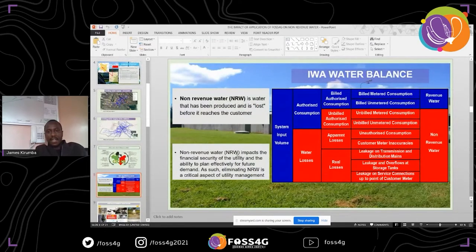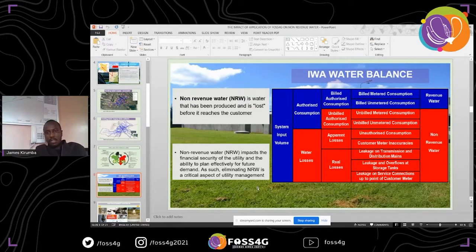Maybe I can just highlight or explain what NRW is using our water balance. Non-revenue water, known as NRW, is water that has been produced and is lost before it reaches the customer. Non-revenue water impacts the financial security of the utility and the ability to plan effectively for future demand. As such, eliminating NRW is a critical aspect of utility management.